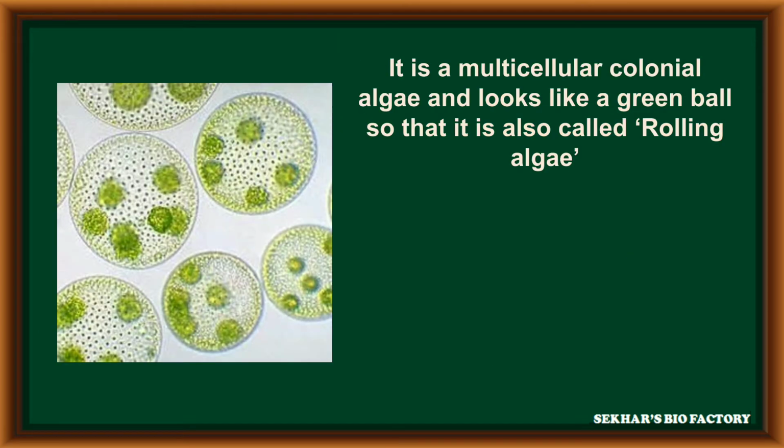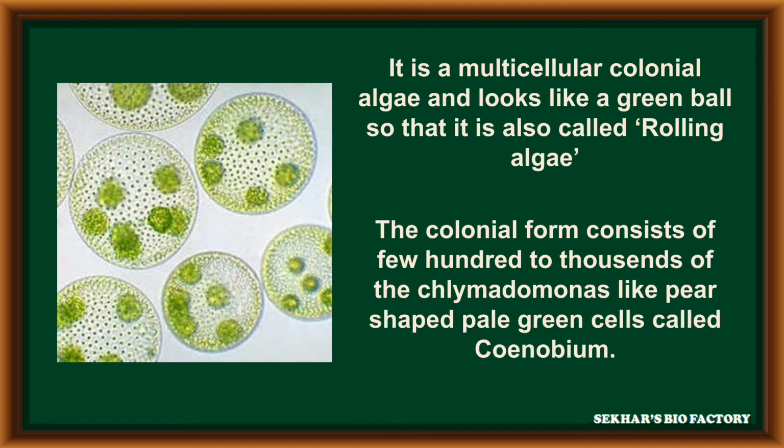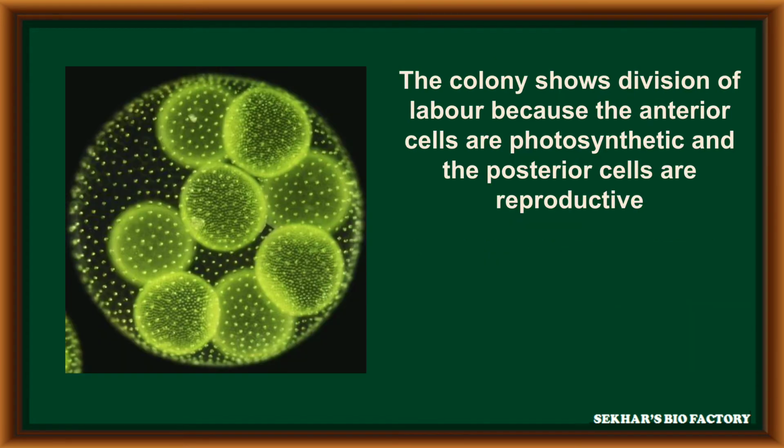Volvox is a multicellular colonial alga, and it looks like a green ball, so this alga is also called rolling algae. The colonial form consists of a few hundred to thousands of Chlamydomonas-like pear-shaped pale green cells. Now it is called a cenobium. The colony shows a division of labor. Why? Because the anterior cells are photosynthetic in nature, and the posterior cells perform reproduction.